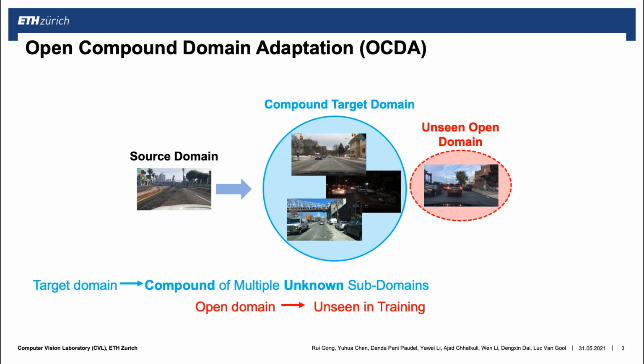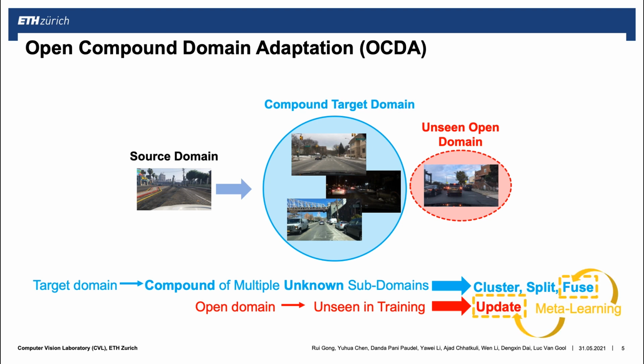The two main problems that need resolving in OCTA are, firstly, the target domain is a compound of multiple subdomains, and subdomain labels are unknown, and secondly, open domains are unseen during the training. In order to address the two problems, for the compound target domain, we propose the cluster, split, and fuse modules. For the unseen open domain, we propose the update module, and our fuse and update modules exhibit meta behavior.